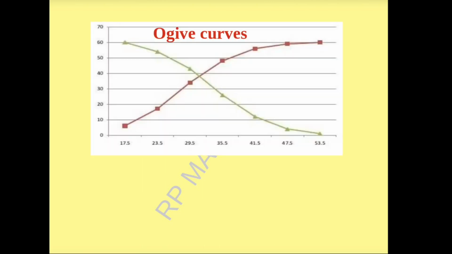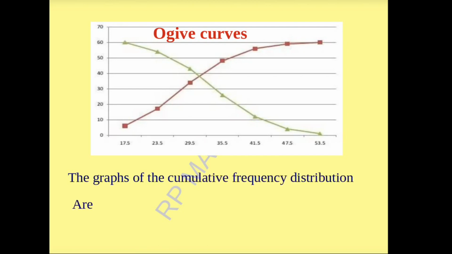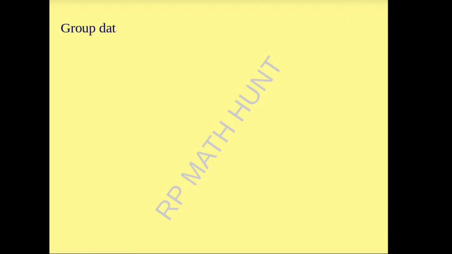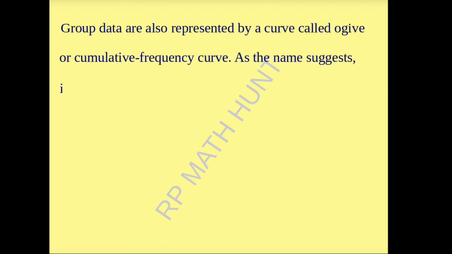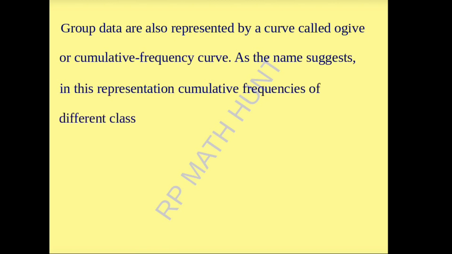Ogive curves. The graphs of the cumulative frequency distribution are frequency curves or ogives. Grouped data are also represented by a curve called an ogive, our cumulative frequency curve, as the name suggests. In this representation, cumulative frequencies of different class intervals play an important role.